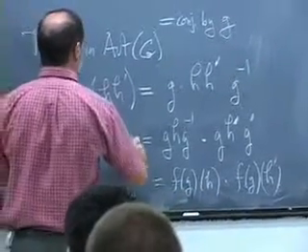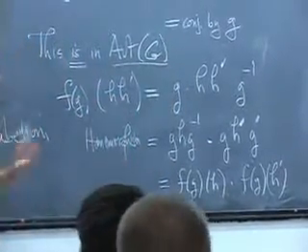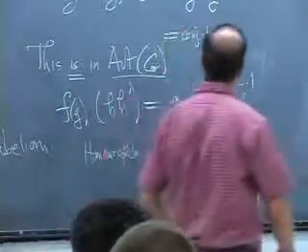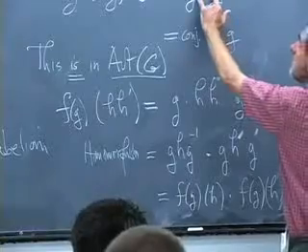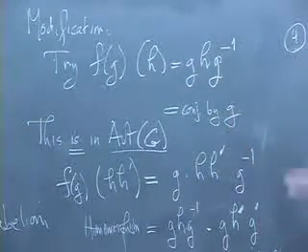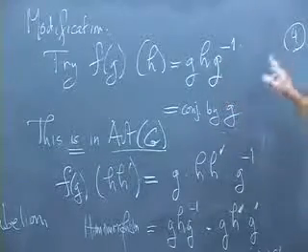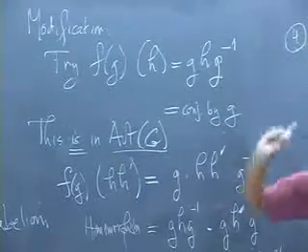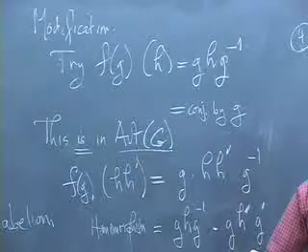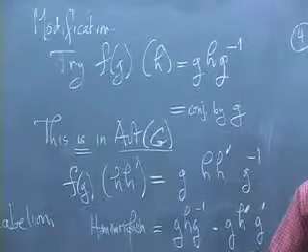To show it's an automorphism, we have to show it's one-to-one and onto. First of all, we have to show that every element in the group can be written in this way. And then we have to show that if GHG inverse is equal to GH'G inverse, then H is equal to H'. Are you willing to believe me on those two, or do you want me to do it? But you're right, those have to be checked.